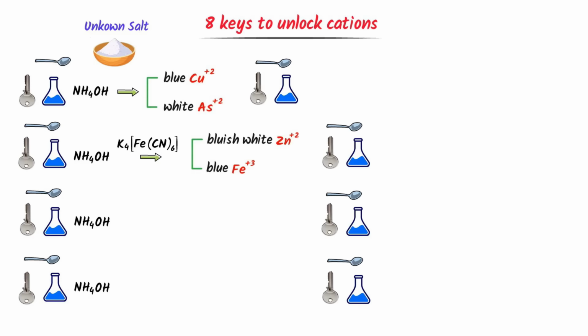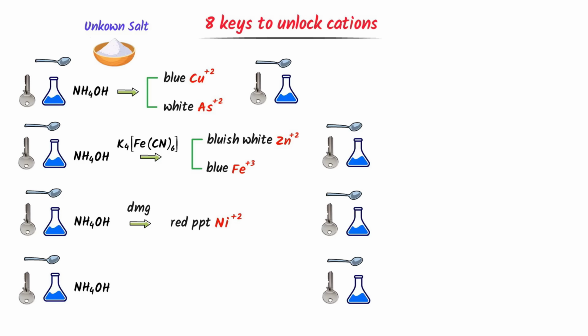In the third key, I add ammonium hydroxide plus DMG. Remember that DMG stands for dimethylglyoxime. We get 1 possible answer, red precipitate. This red precipitate indicates the presence of nickel ion. In case we do not get red precipitate, I will try to use the fourth key.